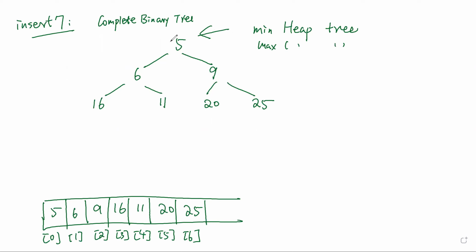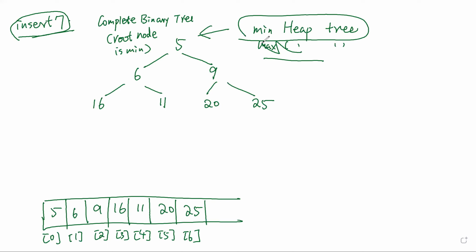And basically the root node is the minimum. And you can also reverse it. If you make a parent node greater than its two child nodes, then it's a maximum heap tree. So it depends on how you arrange it. Now we want to insert 7, and we are going to use the minimum heap tree to discuss all of our cases here.